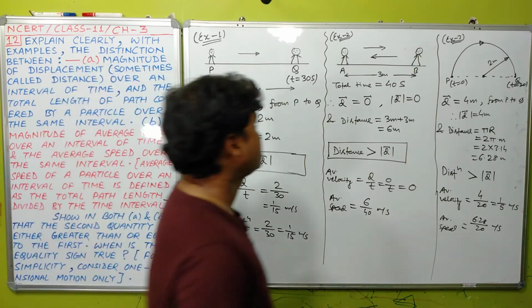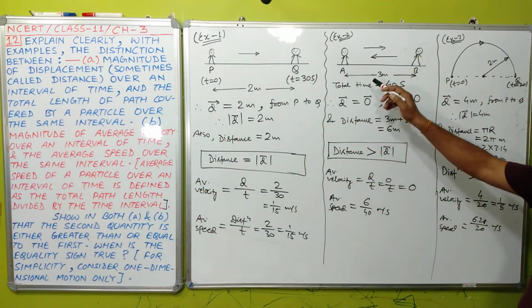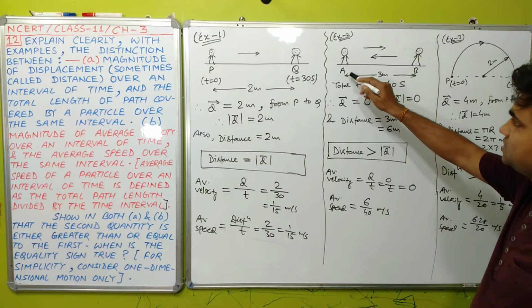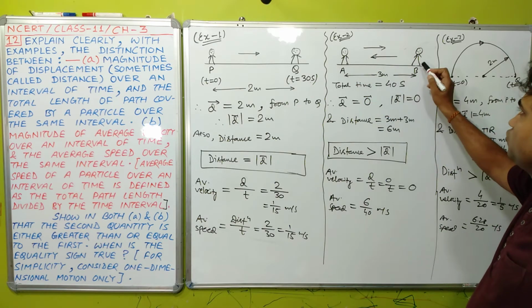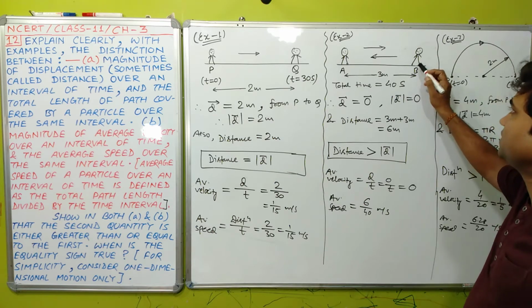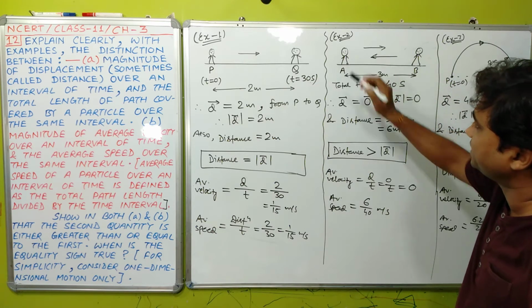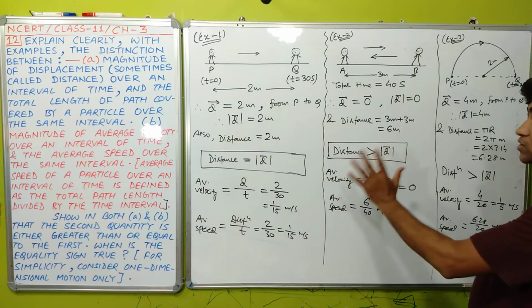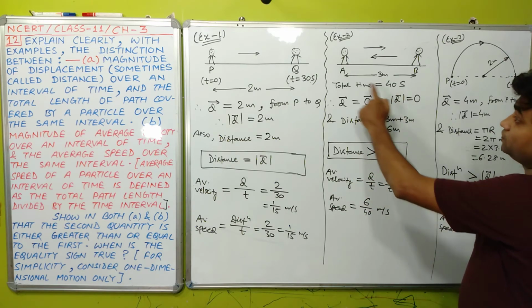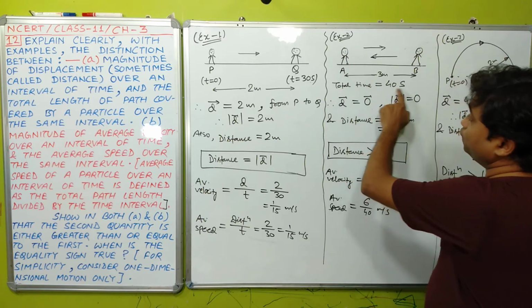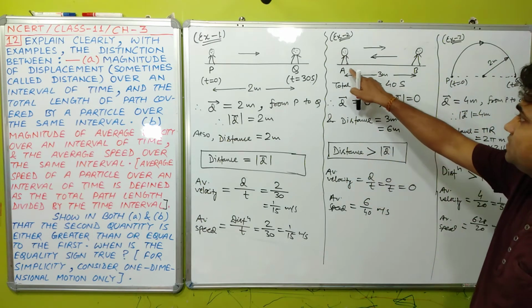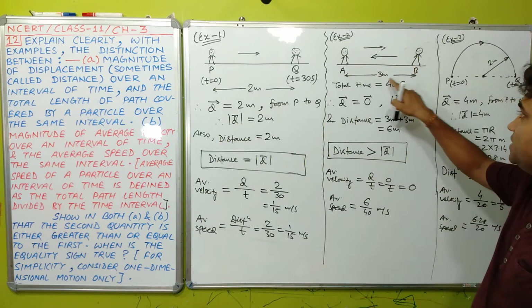Okay, let us see the second example. Students, in this example we are assuming that the person starts his journey from point A and goes up to point B, and thereafter returns from point B to point A. Let the total time taken by him while going from A to B and returning from B to A be 40 seconds, and the length between A and B is 3 meters.